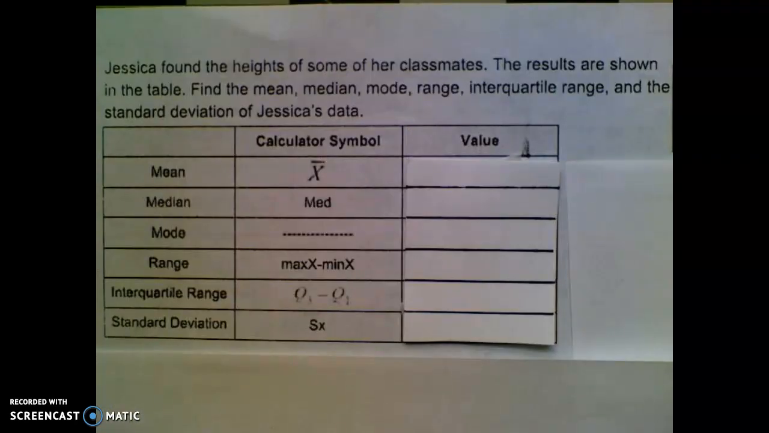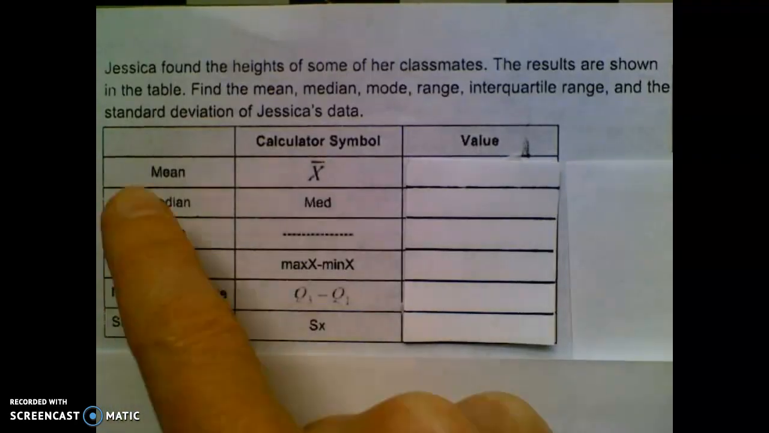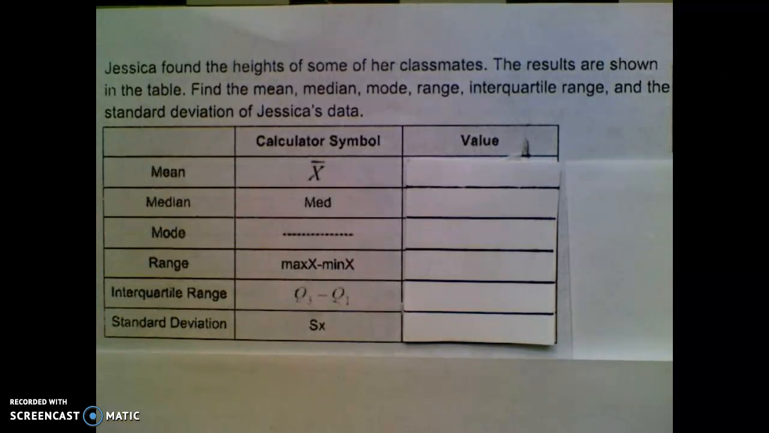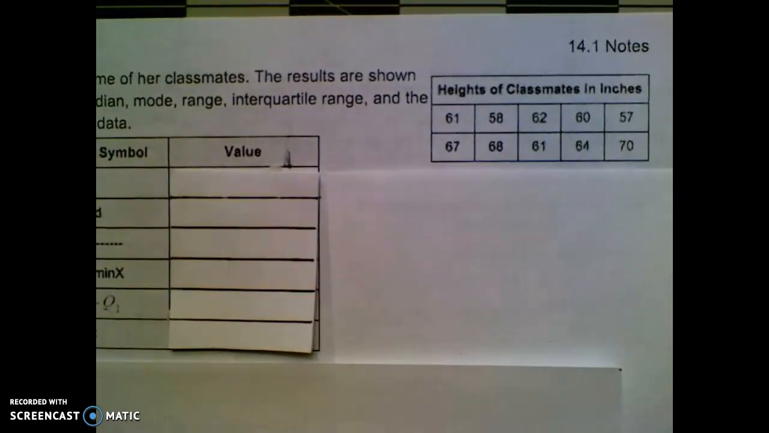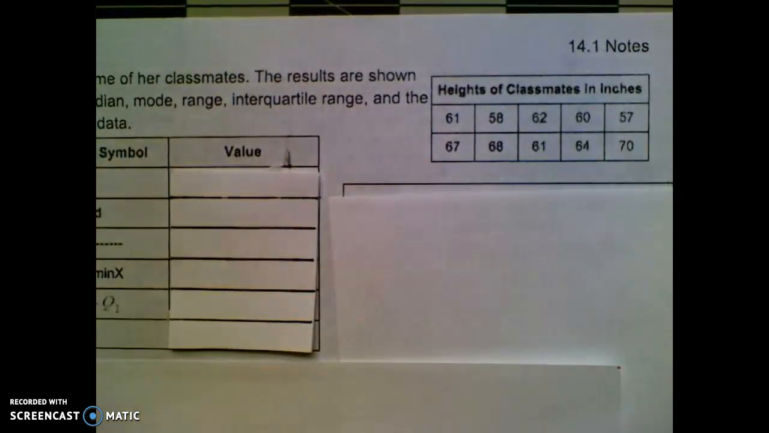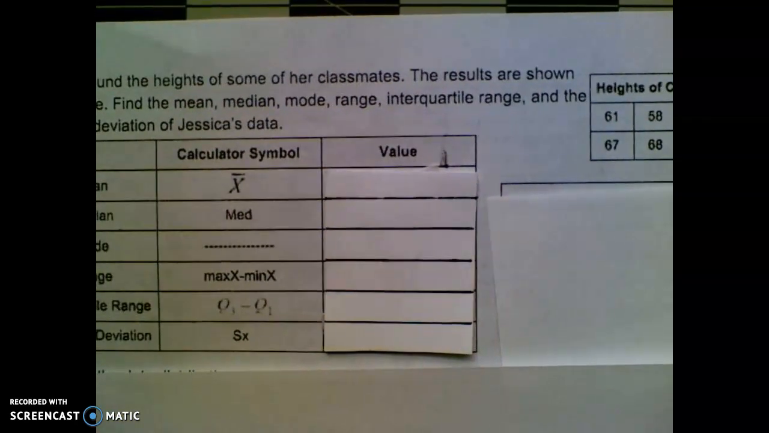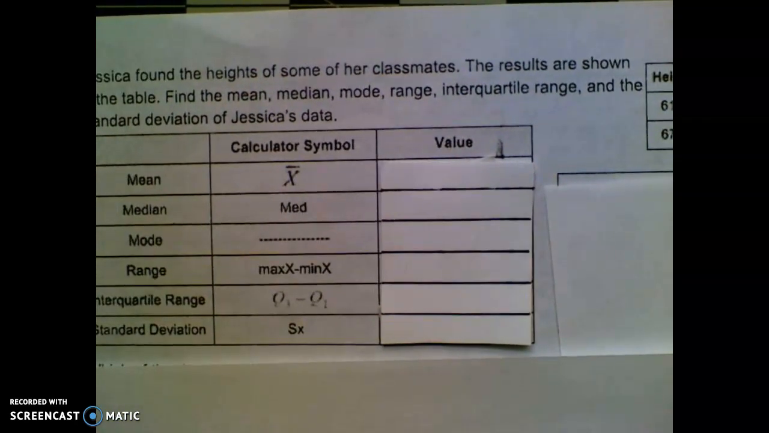All right, so we're going to go ahead and do an example showing you how to find these 6 things using a data set. Okay, so the question here says Jessica found the heights of some of her classmates. The results are shown in the table. Find all these things. All right, so we have a set of data here that has 10 points, so it has an even number of data points. So I'm going to show you how to find these 6 things using those 10 data points.